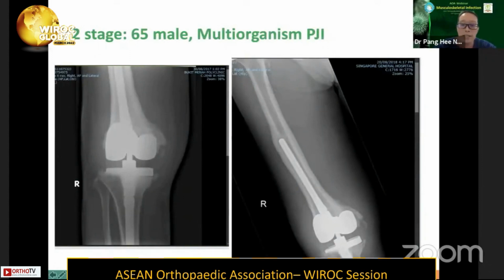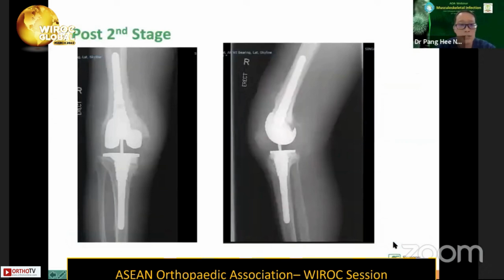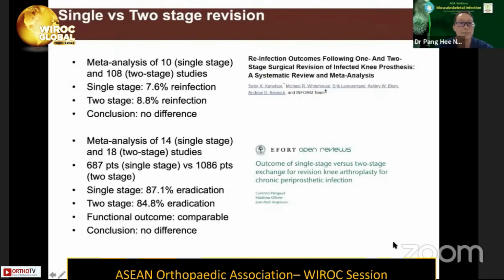Another case for 2-stage, a 65-year-old with multi-organism PJI. You can see that there's a lot of osteolysis, there's loosening of the implants. In this case, we have very unusual organisms, and the patient will require a 2-stage procedure before we put in the revision implants.